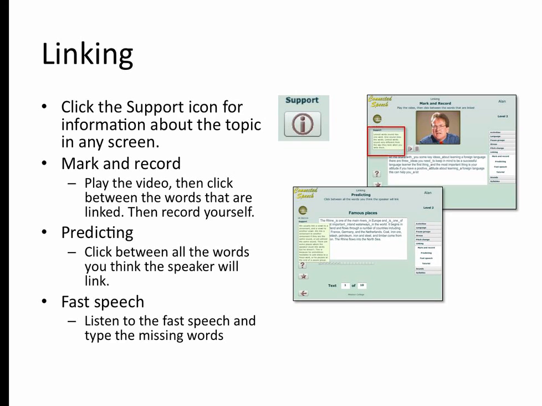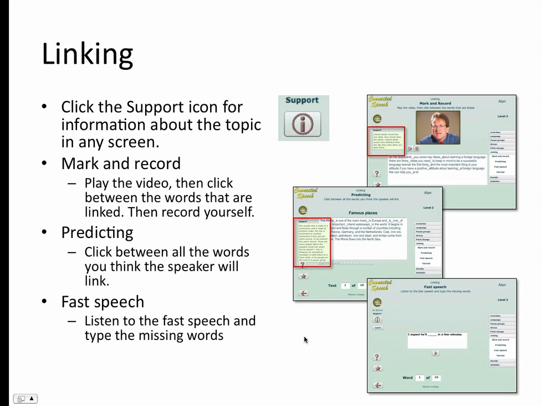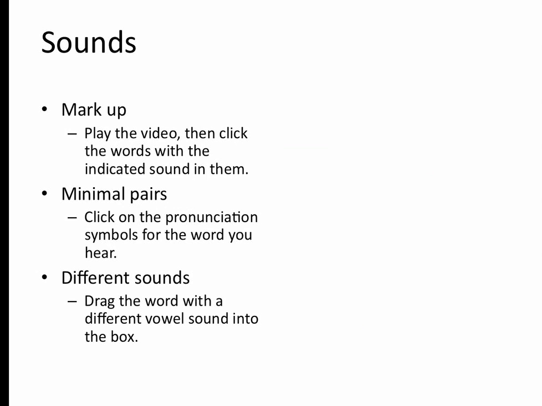In the exercise called predicting, you'll click between all the words you think the speaker will link, and then you'll find out if you were correct or not. Now notice that when you click on the I for support, a yellow box will come up to give you more information about that topic. In the fast speech exercise, listen to the fast speech and type the missing words.